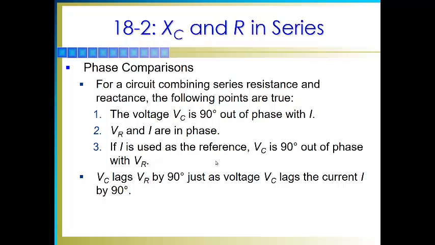In fact, the capacitive voltage always lags the resistive voltage. The voltage across the capacitor lags the voltage across the resistor by 90 degrees. Okay, by the same concept, the current leads the voltage in the capacitor by 90 degrees. If the current and the voltage on the resistor are in phase, that means that the voltage across the capacitor will lag the voltage across the resistor.